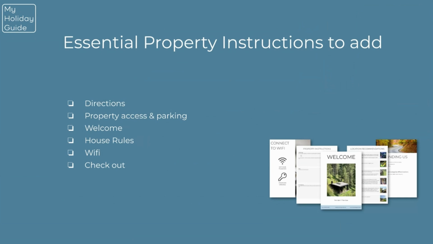So the essential property instructions that we recommend adding are the directions to your property, property access and parking. That can include things like where the key safe is. A welcome message, some house rules, the Wi-Fi code, and checkout instructions.